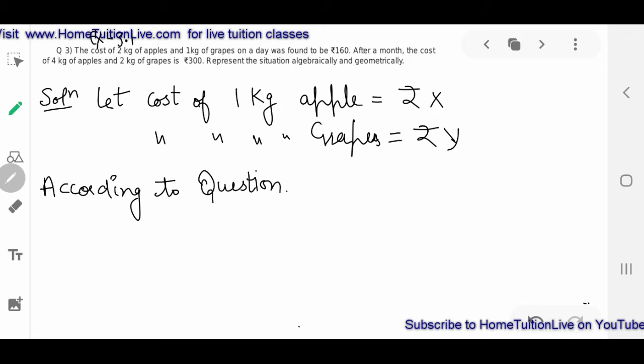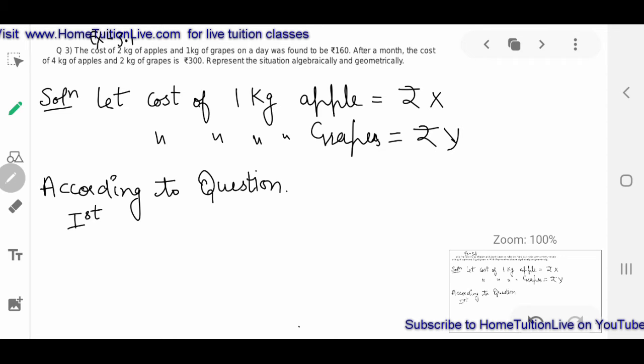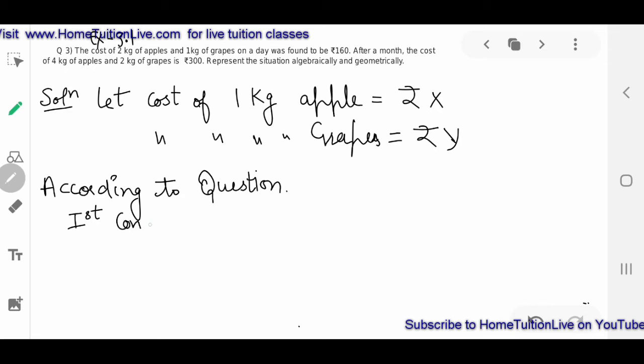So let the cost of 1 kg of apples be x and the cost of 1 kg of grapes be y rupees. So according to the question, first equation, the first condition is 2 kg of apples cost 2x plus 1 kg of grapes, that is y, equals rupees 160. So this is the first equation.